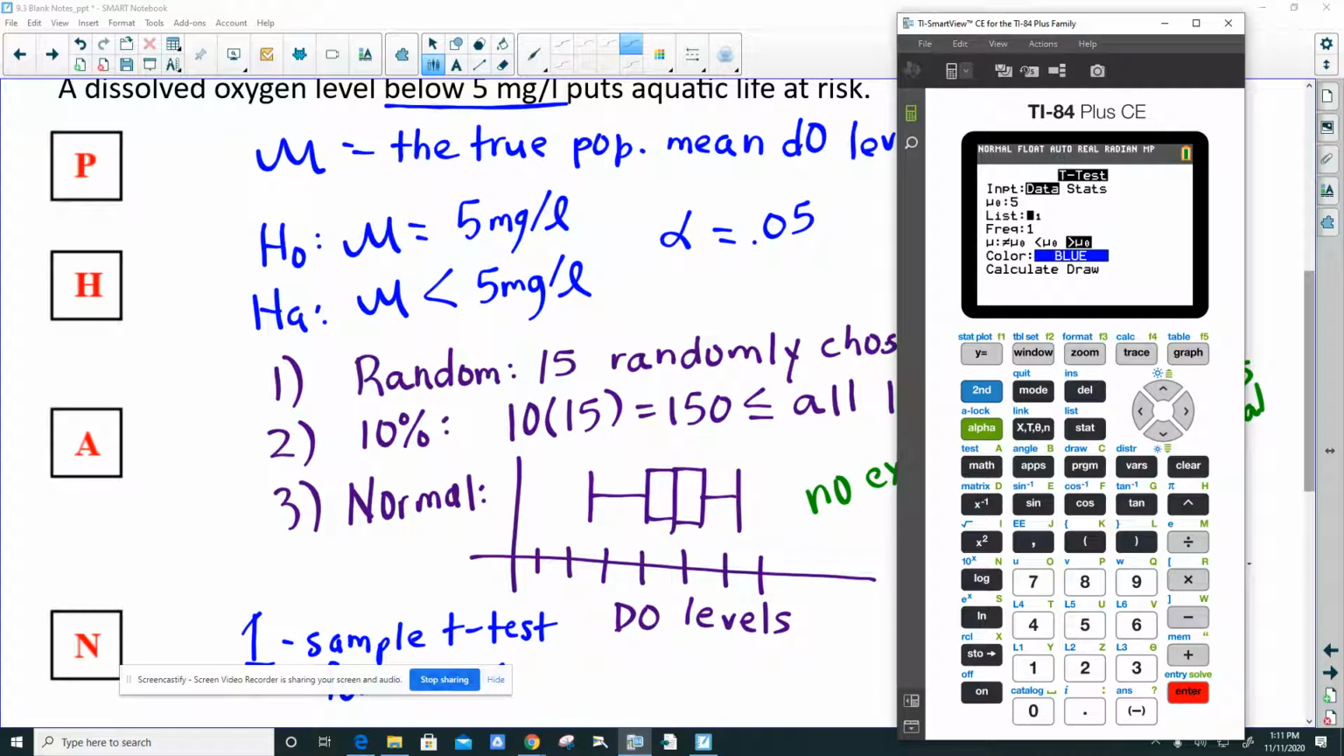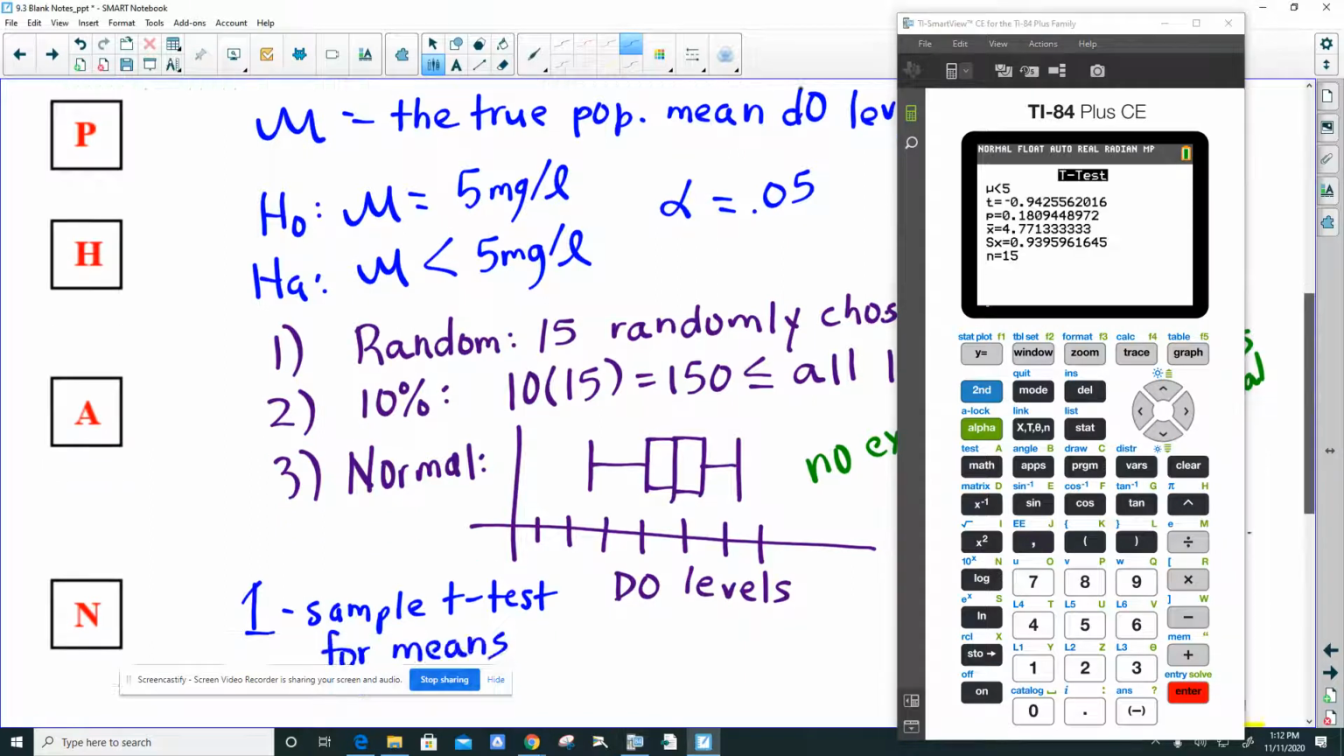Okay, make sure that you've identified the list where your data is located. That would be L1. And I need to change the sign on my alternative hypothesis to a less than symbol. That's what we had drafted there. And we're going to come on down to Calculate, press Enter. We need to report a few things.